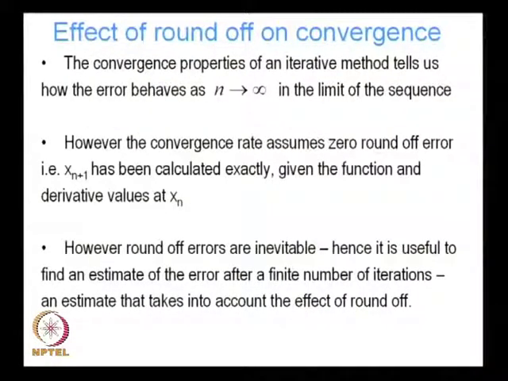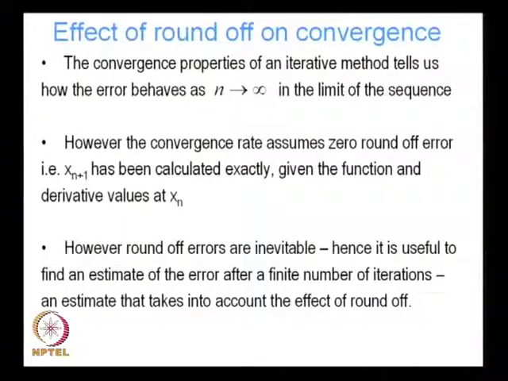So, the convergence properties of an iterative method tell us how the error behaves as n goes to infinity, in the limit of the sequence. However, in all our derivations so far, we have assumed that there is 0 round off error, right. So, when we calculate x_{n+1} from phi of x_n, we are assuming that there is no round off error. But in reality, there is obviously going to be round off error, because whenever we compute phi of x_n, we are not going to compute it exactly, we are only going to compute it up to our machine accuracy, right, because we are using finite precision arithmetic. Our computer has only that many floating point numbers it can store for the mantissa, right. So, I am bound to get some round off errors.